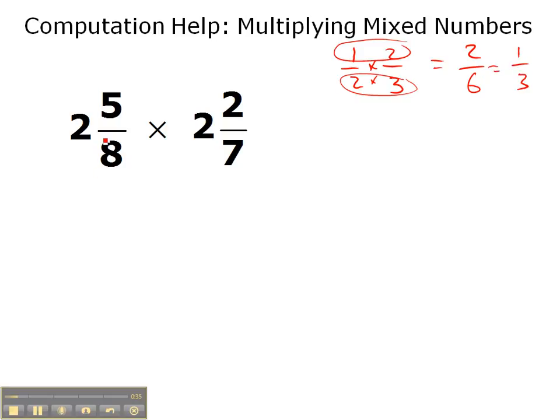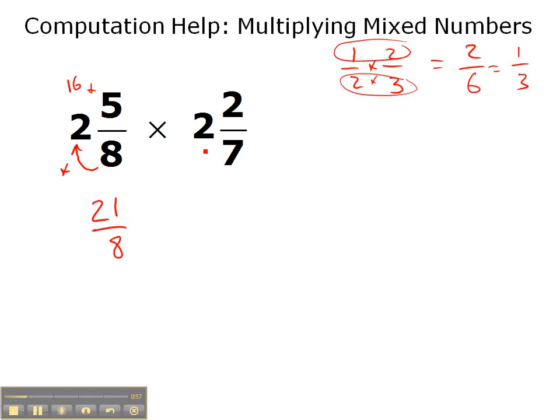And if we have a mixed number, we don't have simply a top and a bottom, a numerator and a denominator. We have this whole number. So the way we deal with that is to turn these into improper fractions first. The way we do that is you multiply the denominator times the whole number. 8 times 2 is 16. And you add 5, so 21/8.